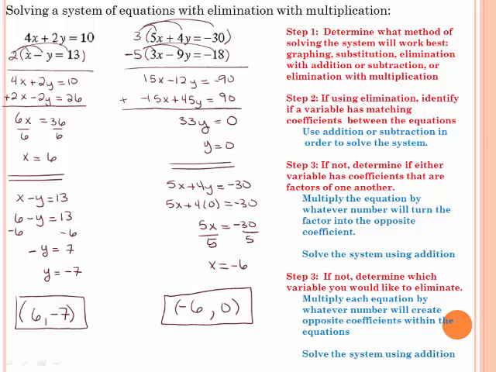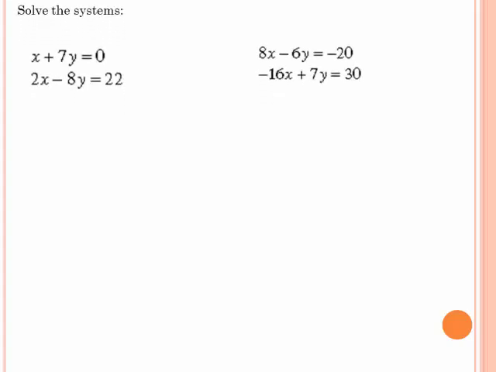So the key is to make coefficients that match. So you can either multiply one equation or you can multiply both equations in order to do that. Okay, I've got 2 more examples here. Here I have an x and a 2x and a 7 and an 8y. I can turn this x into a 2x. So I'm going to multiply this whole equation by negative 2 to make them opposite.